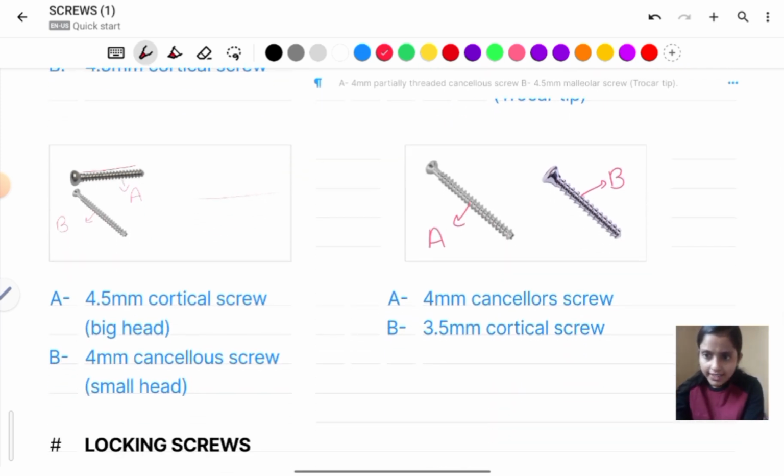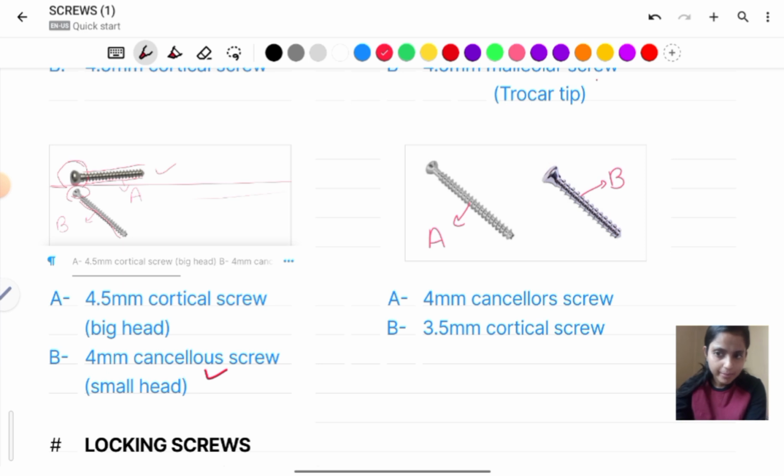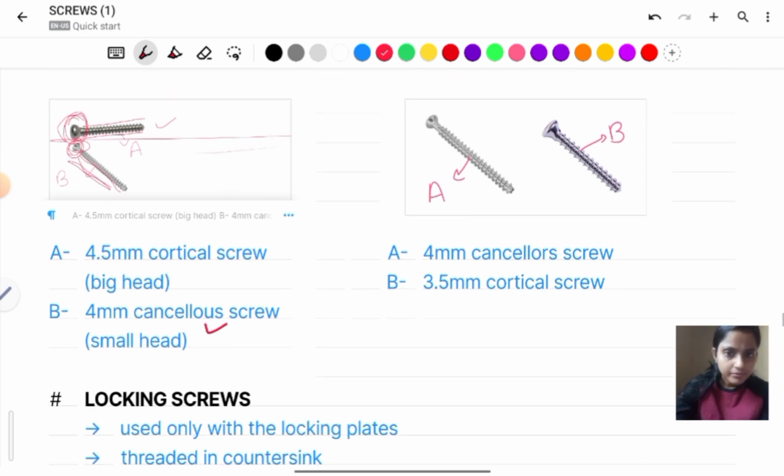This is fully threaded as it has a big head. It is the cortical screw. This is also fully threaded but small head, so the cancellous screw. So 4.5 mm cortical screw, because cortical screw is found in two sizes, 3.5 mm and 4.5 mm, and cancellous screw is found in 4 mm and 6.5 mm. But this is looking small, so 4 mm cancellous screw, and it has a small head, so it is cancellous screw, and it has a big head, so it is cortical screw.